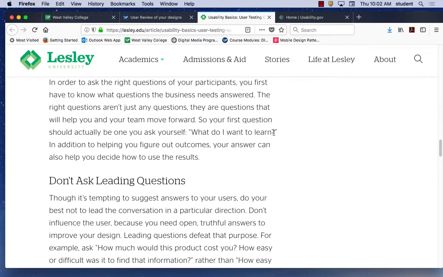So again, make sure you're asking, what do I want to learn from this? I think goals are important. Readability, usability, design questions are good. And they're kind of open-ended in themselves.